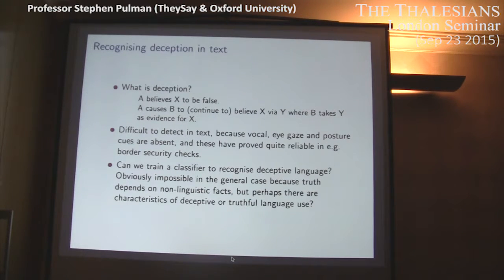Nevertheless, a lot of people have thought it's worth trying to see whether you could build some kind of system to detect deceptive language, on the assumption that there may be some linguistic cues that are characteristic of deceptive language, and that you may be able to pick up on well enough to distinguish the two. Again, in the general case, you're never going to be able to do it, because what counts as deception depends on facts about the world, which are not necessarily going to be represented in the text.